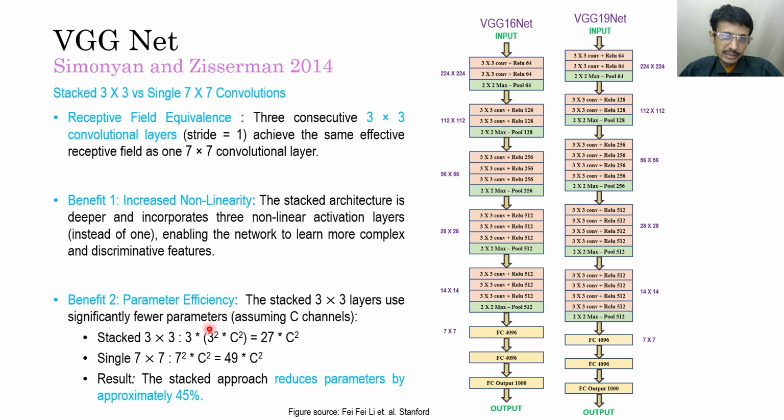And the second benefit is parameter reduction. The stacked 3x3 layers use significantly fewer parameters. If there are C channels, the stacked 3x3 is 27 C squared, whereas a single 7x7 is 49 C squared. So there is a 45% parameter reduction here for this VGG architecture.